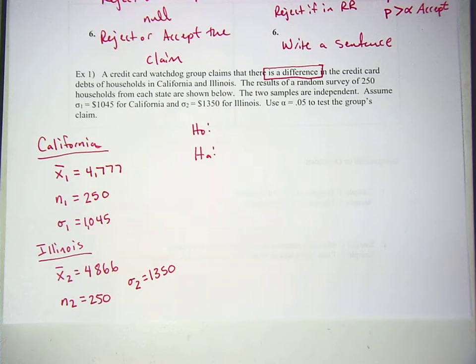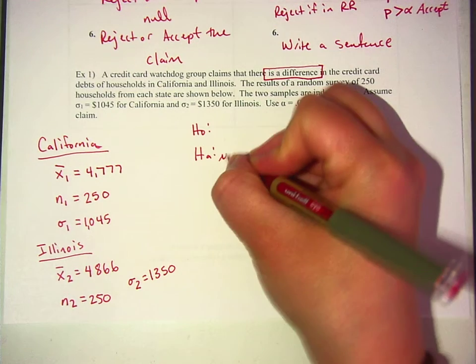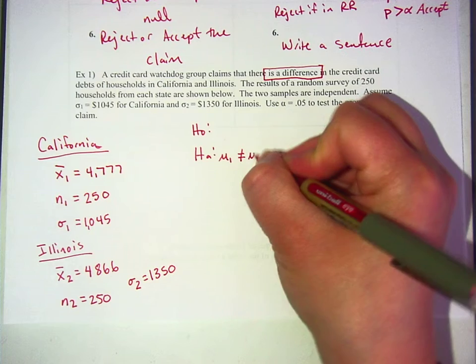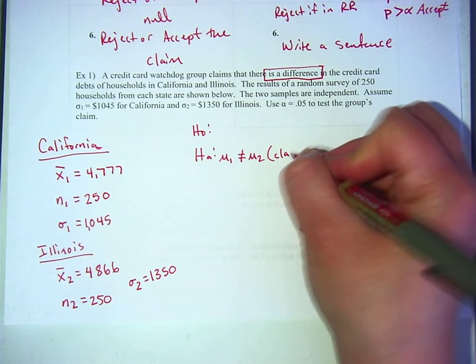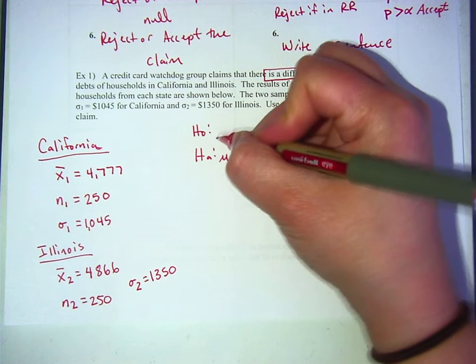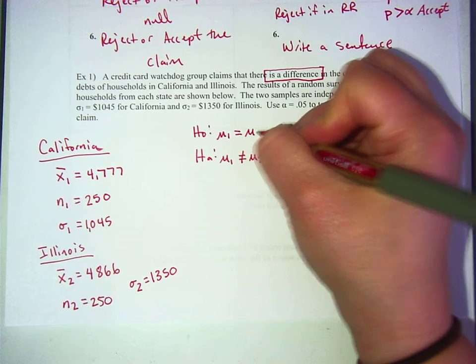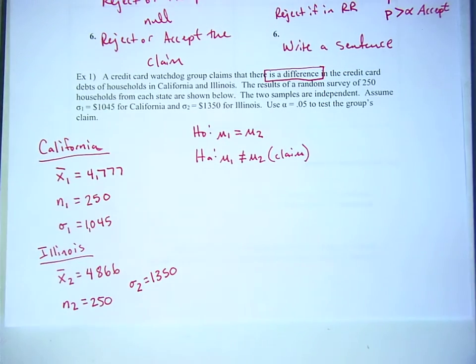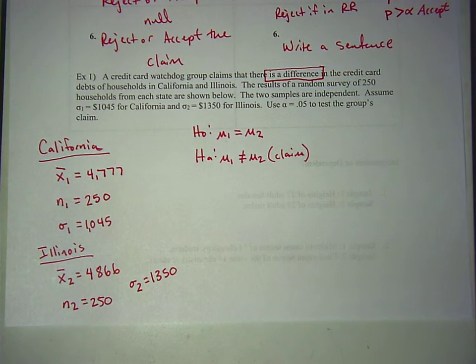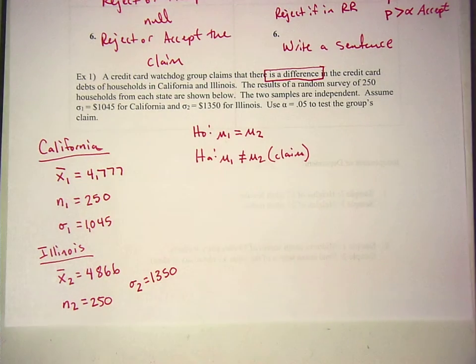that they're not equal to, because if there is a difference, that they're not equal to. So mu1 is not equal to mu2, and that's their claim. So instead of saying like it's greater than 30% now or it's greater than a certain amount, all we're doing is saying one group is bigger or less than or equal to the other.